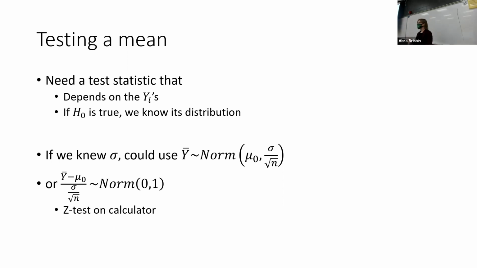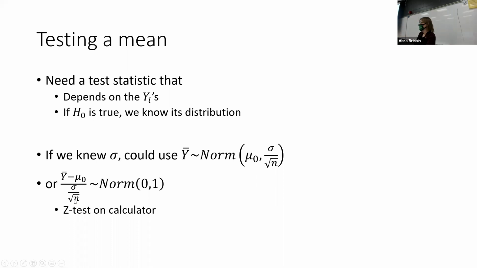But in this problem, we don't know the population standard deviation sigma. We only know the standard deviation from this sample. So any guesses about what we might use for a test statistic in this case? What's the test statistic going to be? How might we modify this y bar minus mu naught over sigma over the square root of n if we don't know sigma?